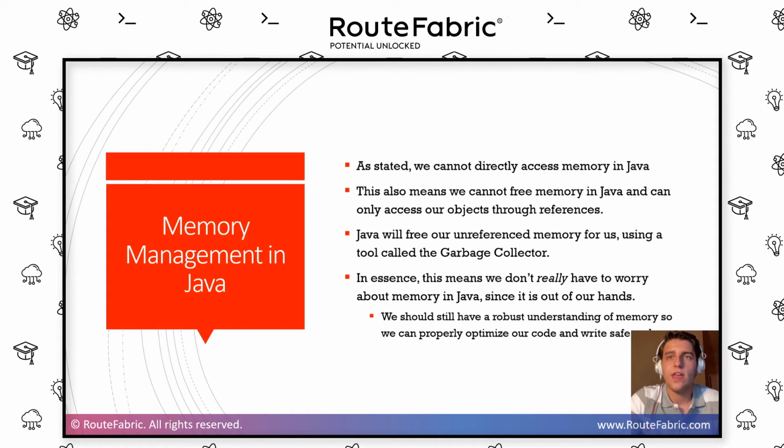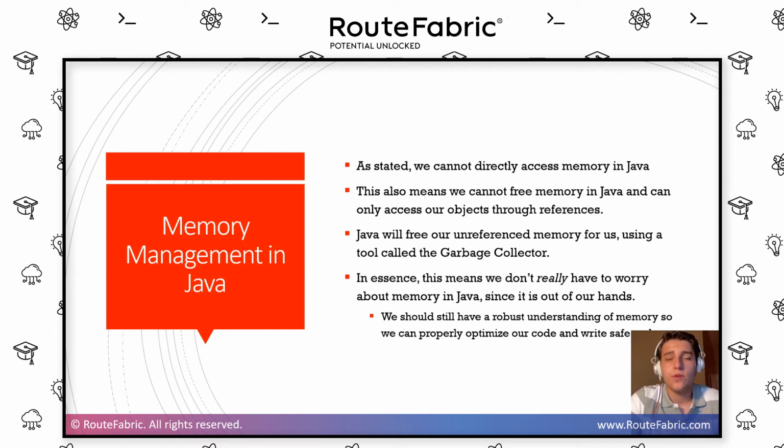Well, this is when a tool that Java has called the garbage collector comes in. So in essence, this means that we don't really have to worry about memory allocation in Java, since it's kind of out of our hands. Since we don't have direct control over the memory, and the garbage collector is going to take care of any potential memory leaks for us, it is kind of out of our hands.